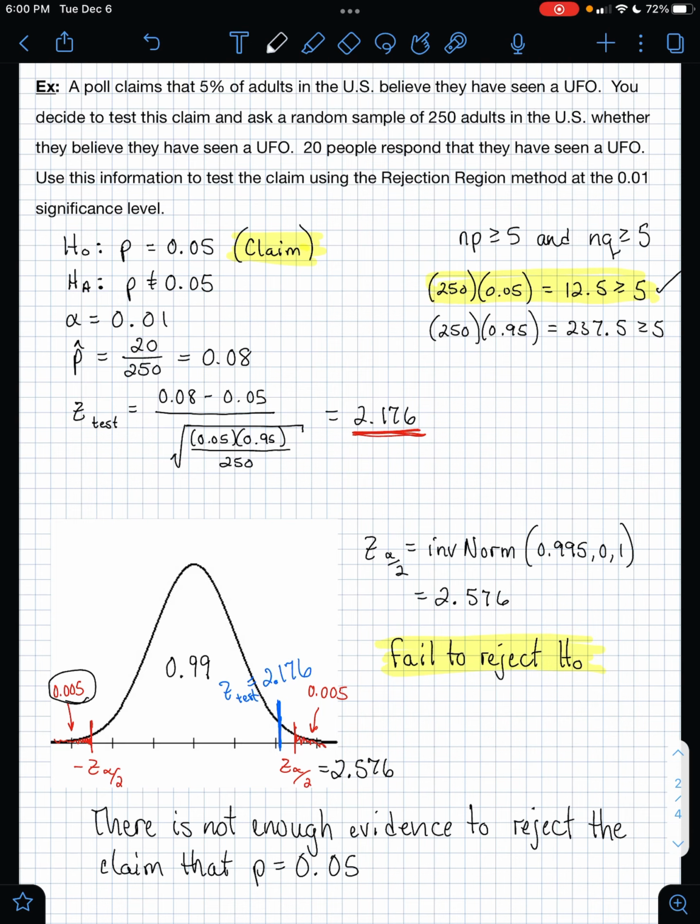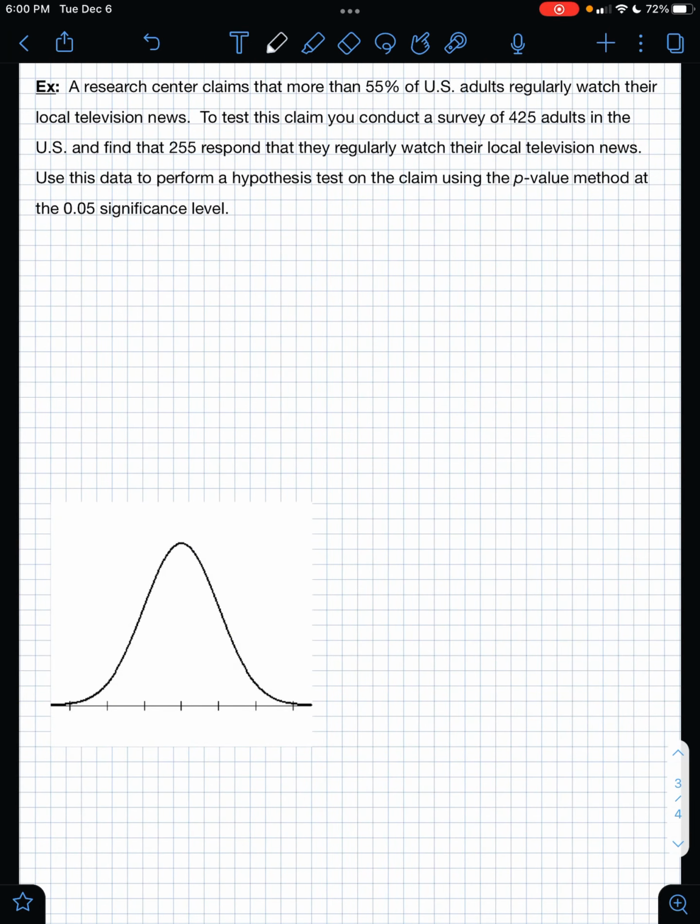Let's look at one other example here. This one will use the p-value method. In this example, a research center claims that more than 55% of U.S. adults regularly watch their local television news. To test this claim, you conduct a survey of 425 adults in the U.S. and find that 255 respond that they regularly watch their local television news. We will use the data to perform a hypothesis test on the claim using the p-value method and a significance level of 0.05.